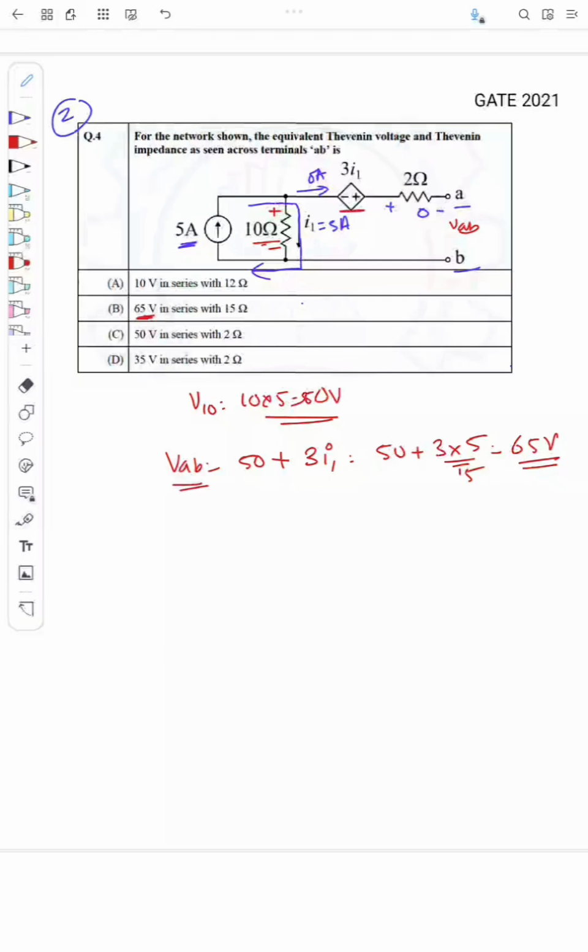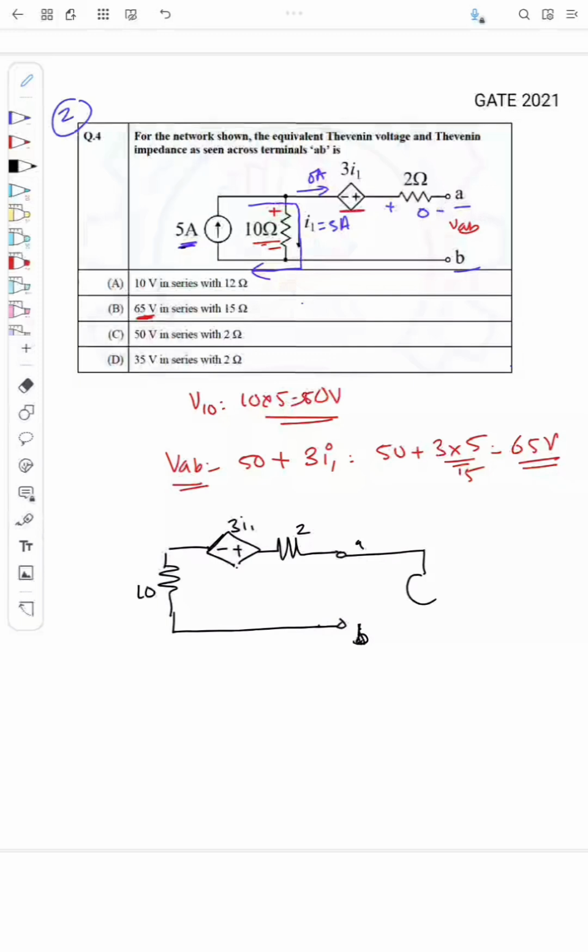So we'll also find the Thevenin resistance here. To find the Thevenin resistance, we'll remove the current source. So this 3I1, this resistance 2 ohm, this is 10 ohm, this is A and B. To find the Thevenin resistance here, this is a dependent source, so we need to apply a reference voltage Vs, and the current is Is. So the Thevenin equivalent resistance RAB will be equal to Vs by Is.